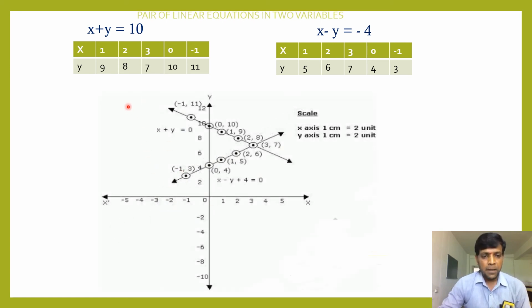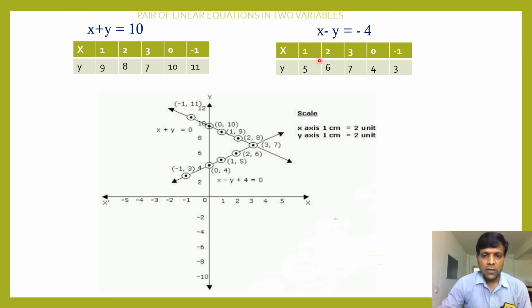This is the graph part. X value 1, y value 9. Again 2, 8. And 3, 7. Again 0, comma 10. Minus 1, comma 11. Okay, join these points. Now we'll get one straight line. This is x plus y equals 10. Clear?